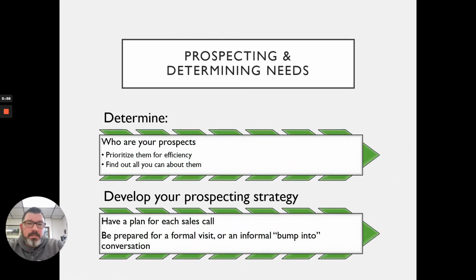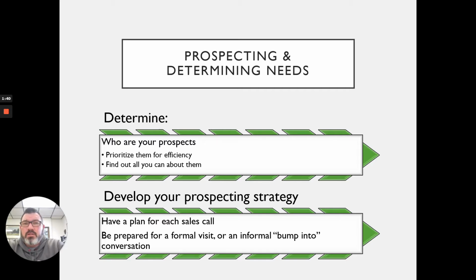First things first is we have to determine a few things. Who are your prospects? You've got to prioritize them for efficiency and then find everything out that you can about them. Some businesses have databases of customers out there and a little bit on their profile in terms of maybe how many cows they milk or how many steers they feed or how many acres they farm and things of that nature. Some businesses have a lot of that information and some don't. Some agribusinesses would simply hand you the keys to the pickup truck and say, "Go find out about your market." And so therefore, you've got to develop that system on your own.